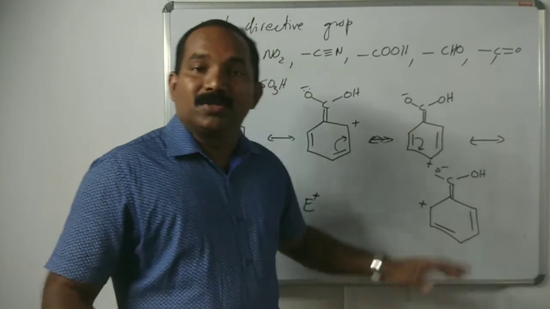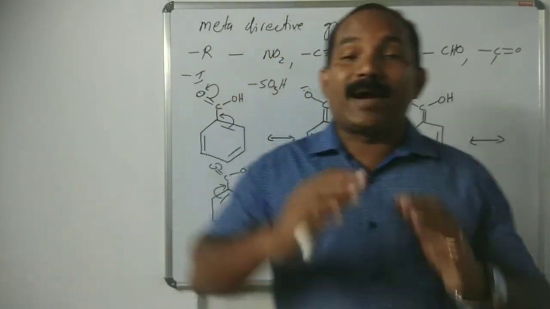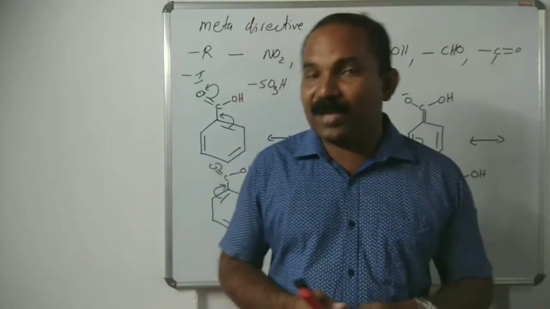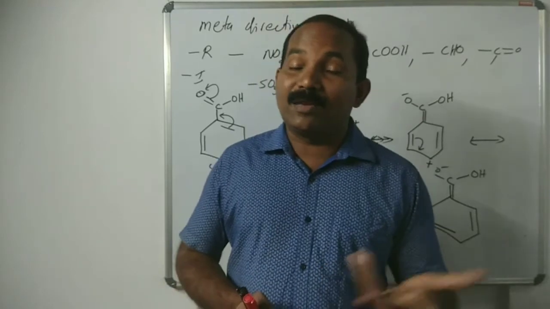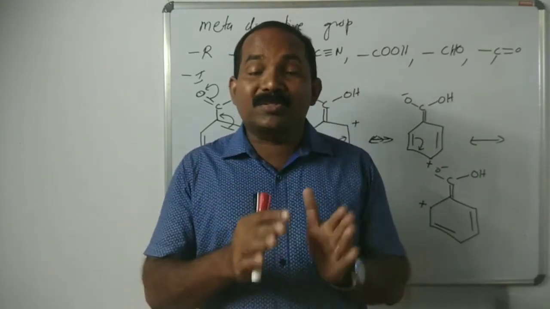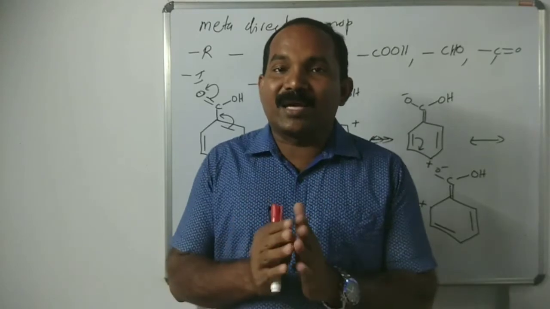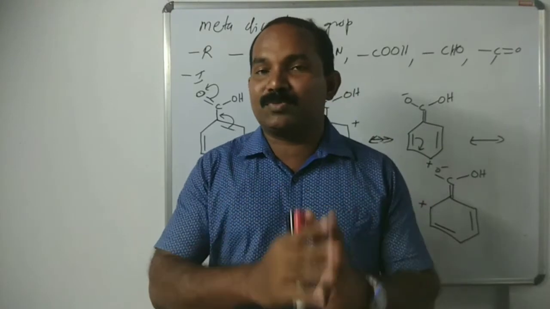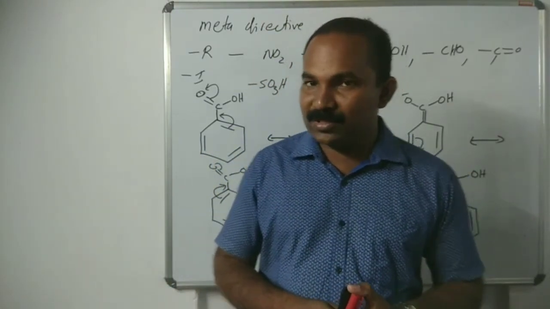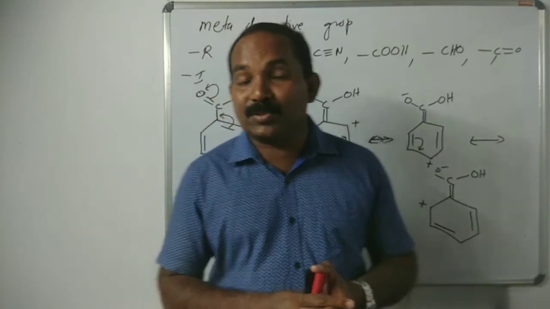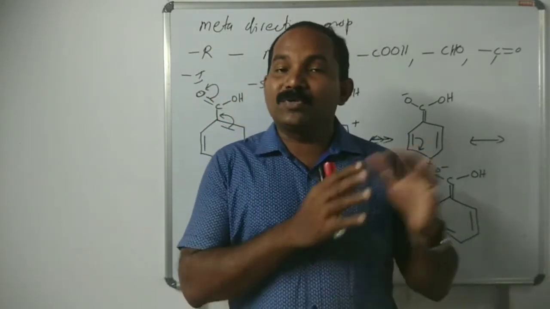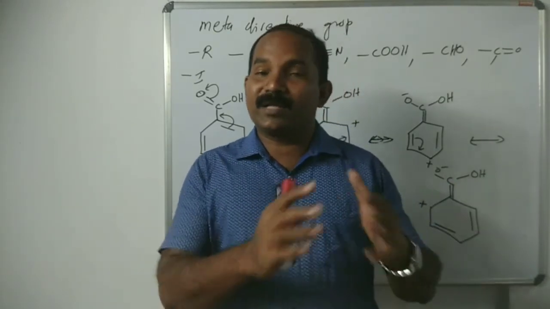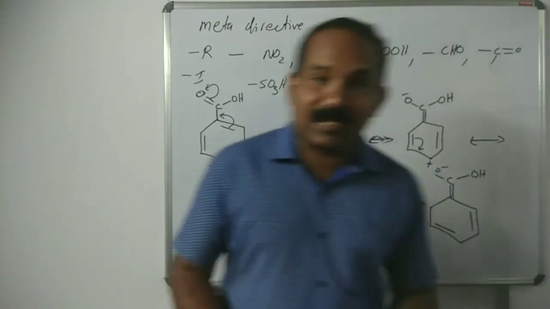So the groups having minus R effect or minus I effect, except halogen, are meta directing. Halogen is an ortho-para influencing group. For the groups having minus R effect, the incoming electrophile gets attached to the meta position. It's very important. Then positive resonance groups, plus I groups and halogens are ortho-para directive groups. Okay, let's check what happens.